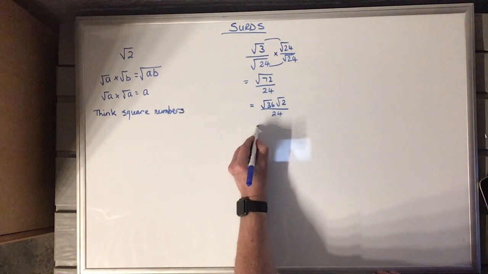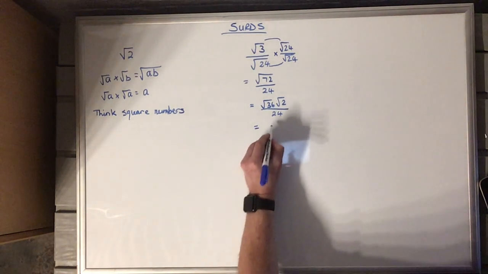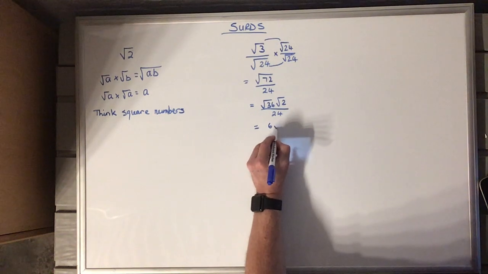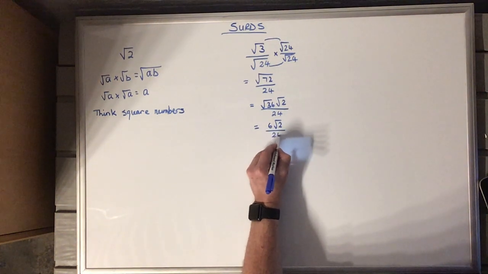Well, why do we want to use square numbers? Because square numbers give us an exact value for the root. Root 36 is 6 over, 6 root 2 over 24.